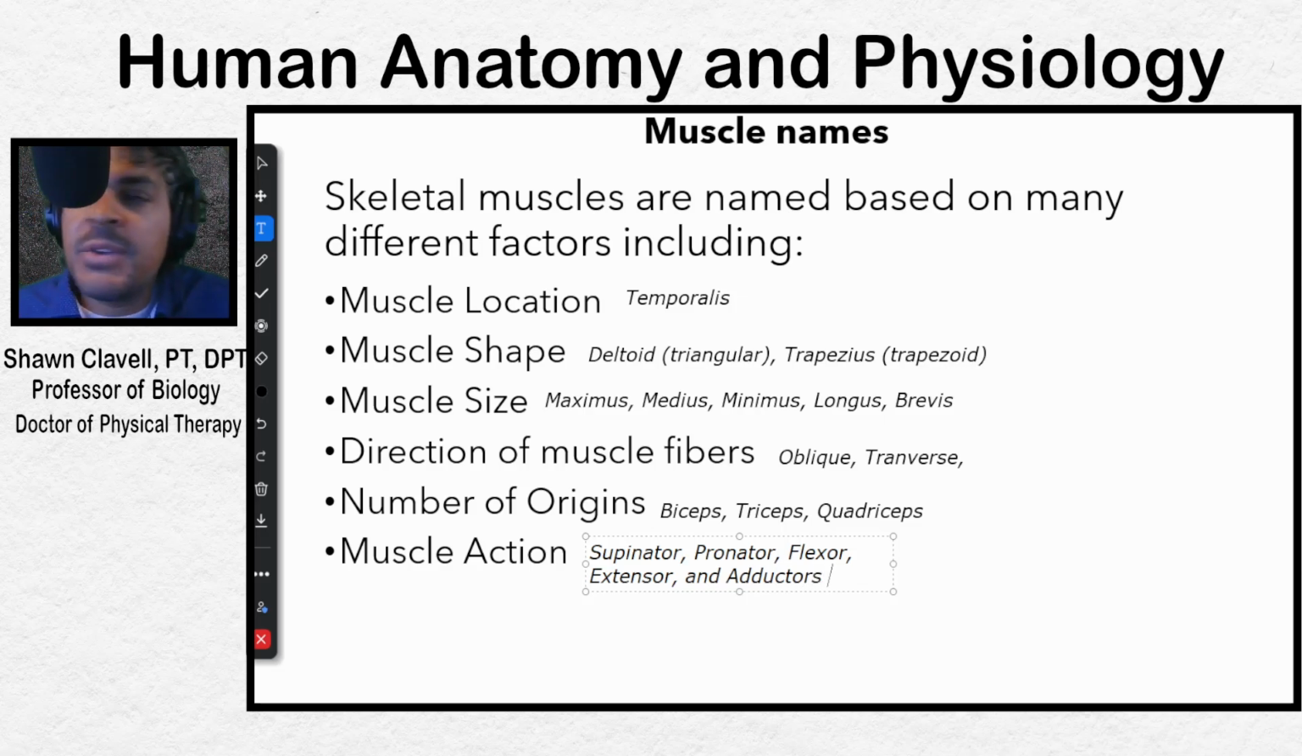So again, we can see a few examples of the criteria that are used for naming muscles, whether it's the location, shape, size, or the direction of the muscle fibers, where oblique or transverse are pretty common references. The number of origins, biceps, triceps, quadriceps, and the actions of the muscle can all indicate the name, and the action can also indicate where it's located. If it's a flexor, it would be located in the anterior component in the upper extremity and maybe in the posterior component in the lower extremity. So the name could indicate the location, but the action could also indicate where that location may be.